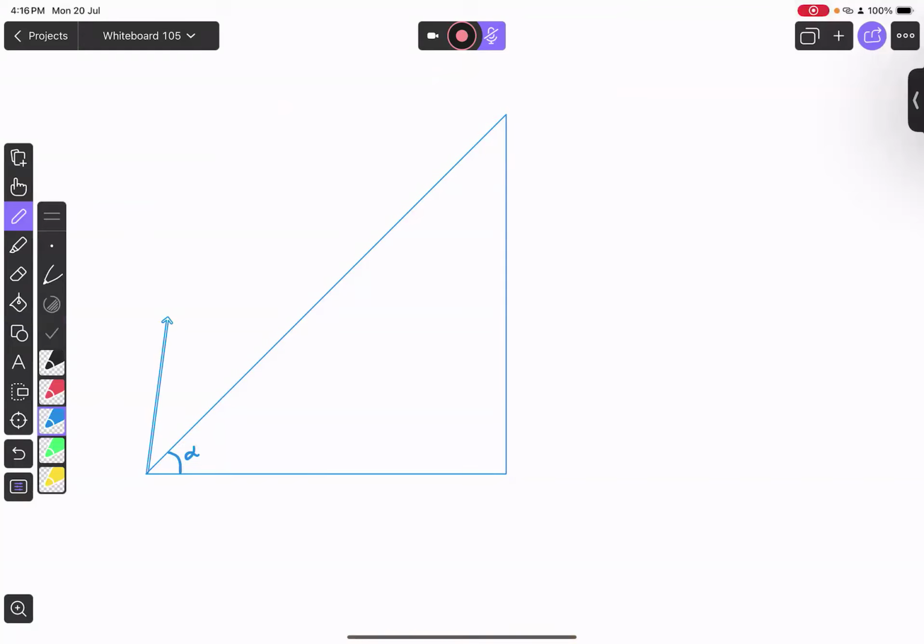Now, even though we are throwing it from the bottom of an inclined plane, the angle that we are going to measure is from the horizontal. So this angle will be theta, correct? Then the angle made by the projectile with the inclined plane will be theta minus alpha.